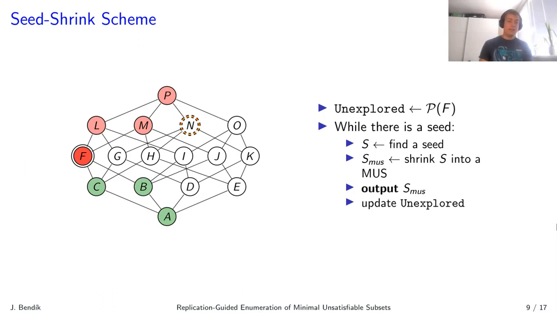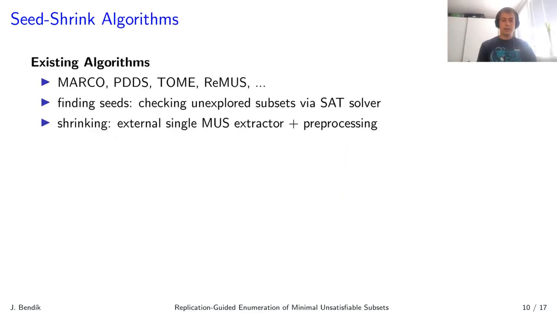In this case, there is only one seed left, and that is N. So we shrink the seed into a MUS, which is N itself, and then we can again propagate the satisfiability and the unsatisfiability like this. At this point, there is no more seed left, therefore it is guaranteed that all MUSes have been identified. As I have already said, several contemporary MUS enumeration algorithms are based on this seed-shrink scheme.